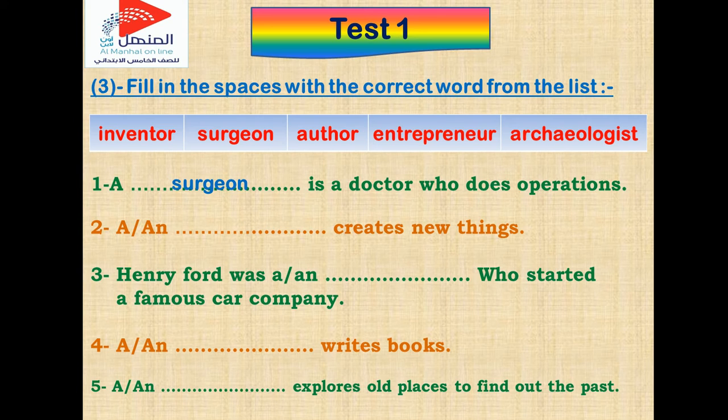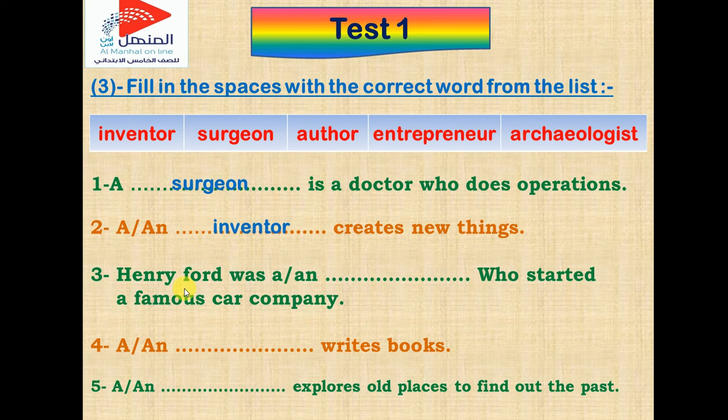Excellent. Number 2: A or an creates new things. I said a or an: if the word that I'm going to choose starts with a vowel like A, E, I, O, U, I have 5 vowels, you can say an, like an inventor, an author, an entrepreneur, an archaeologist. We have 4 words here that need the indefinite article an before them. If it starts with a consonant, we have to use a before the word. So a or an creates new things. Who makes new things? Excellent. We said it before. The inventor. So an inventor creates new things.